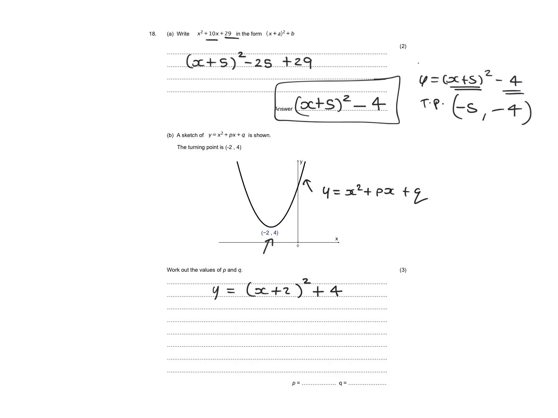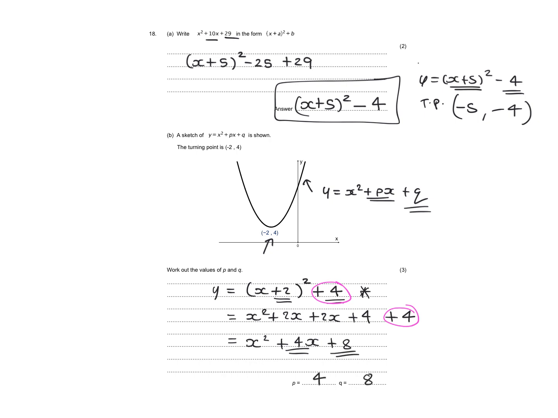So in reverse, if you look at my quadratic over here, you can see we can read off its x coordinate of its turning point should be minus 2, and its y coordinate should be 4, and that matches the graph. So now all I have to do is expand the brackets. Don't forget this plus 4 here is this plus 4 over the end. And then if I simplify this, x squared plus 4x plus 8, so that tells me that p is the coefficient of x, which is 4, and q is the constant term at the end, which is 8.